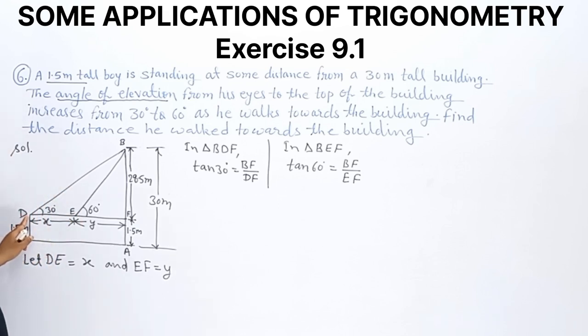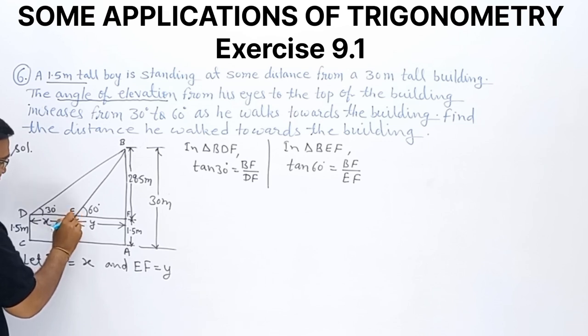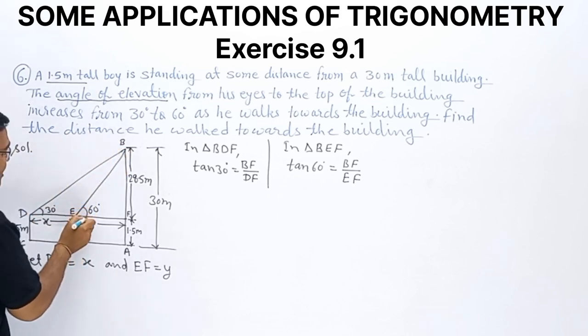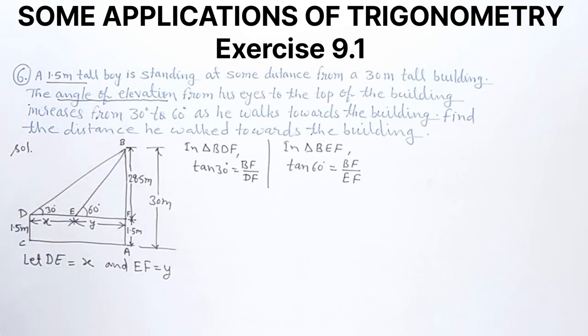This boy walking towards the building and reached at the point E, and at that time the boy's angle of elevation, what? Boy's angle of elevation, again. The boy reached that point and observing the top of this building, then making angle what? 60 degree. Clear? Now at that time, 30 degree.